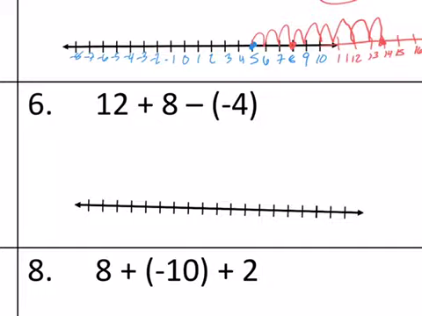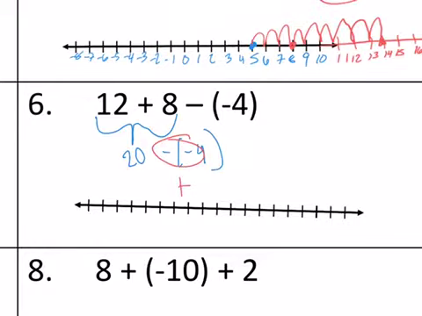Number 6. 12 plus 8 minus negative 4. Okay. What I'm going to do is combine my positive numbers right here. 12 plus 8 is 20. And we have minus negative 4. We just talked about it, anytime we see 2 minus signs, we know it's a plus. So we have 20 plus 4.